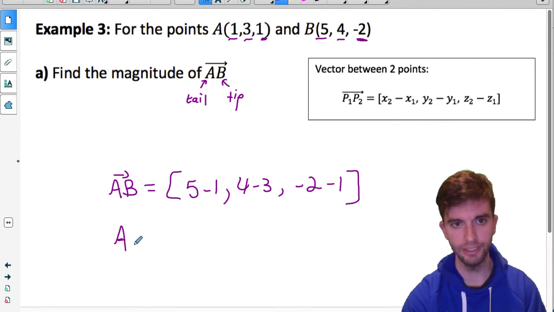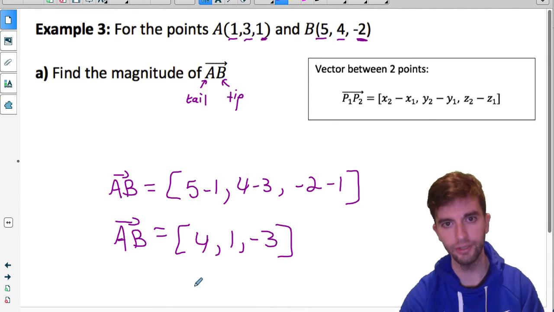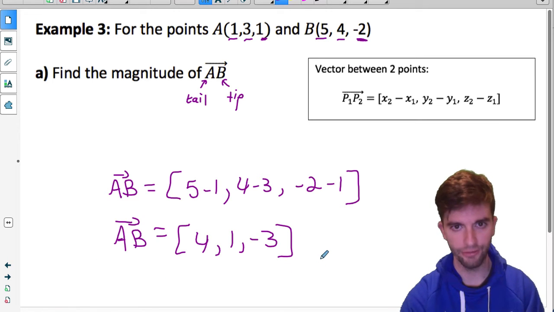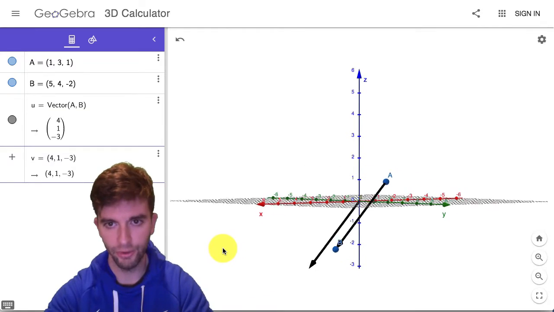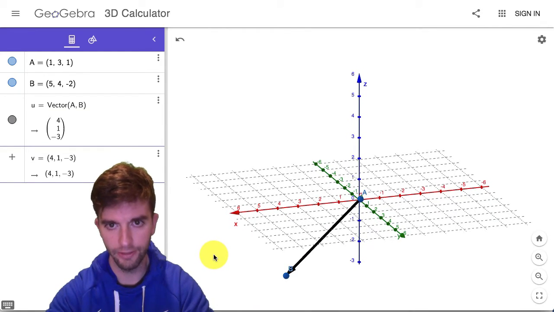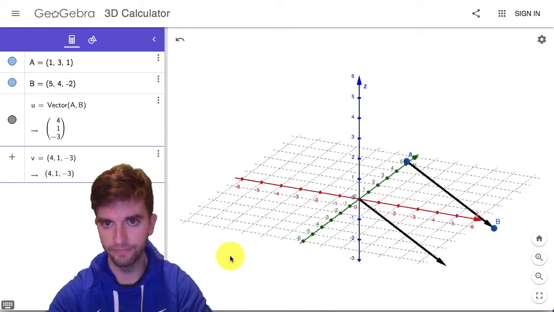So vector AB, if I translate it so its tail is at the origin, would be vector 4, 1, negative 3. Let's graph this vector and make sure it looks like it has the same magnitude and direction of the vector that starts at A and finishes at B. Okay, there we go. So I graphed the vector 4, 1, negative 3. Notice those vectors have the exact same magnitude and direction. It's just I've translated it so that its tail is now at the origin.